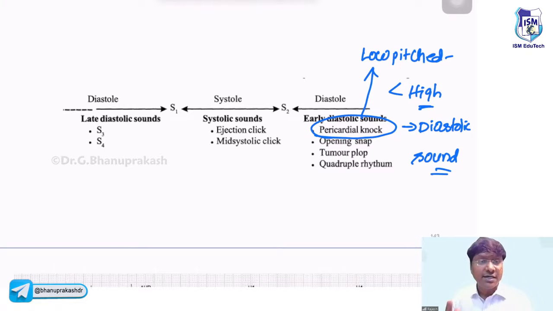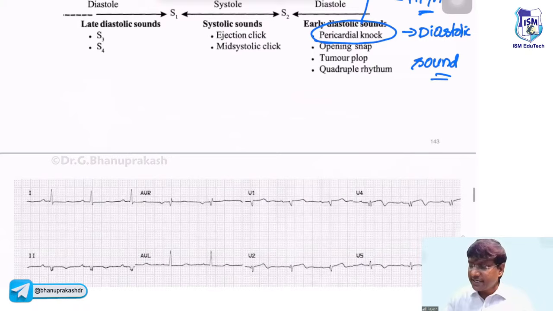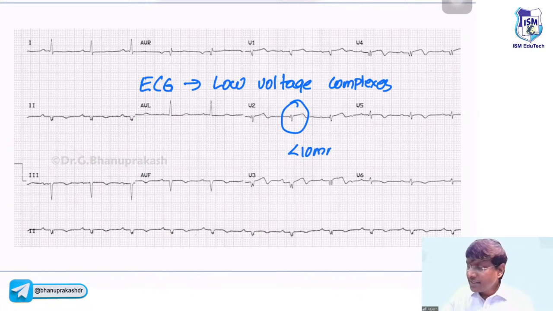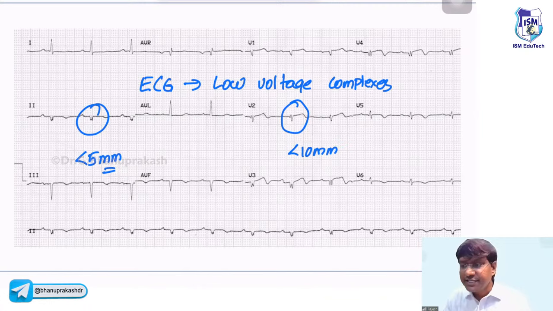And how will you diagnose constrictive pericarditis? One is by ECG. What does the ECG show in patients with constrictive pericarditis? You have low-voltage complexes. The criteria to call them low-voltage complexes: the QRS complexes in the chest leads will be less than 10 mm, and the QRS complexes in the limb leads will be less than 5 mm.